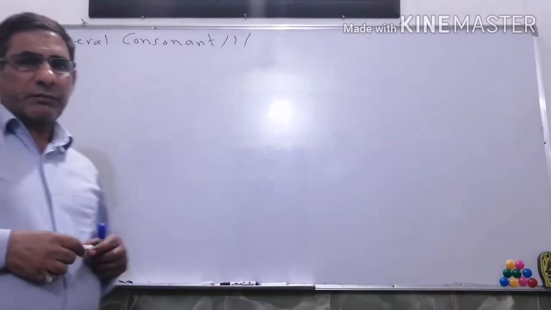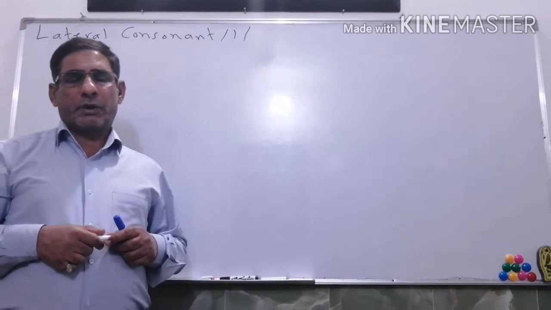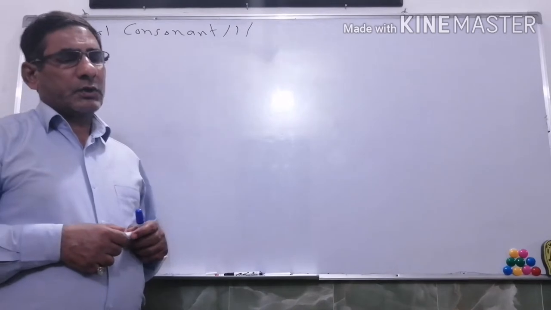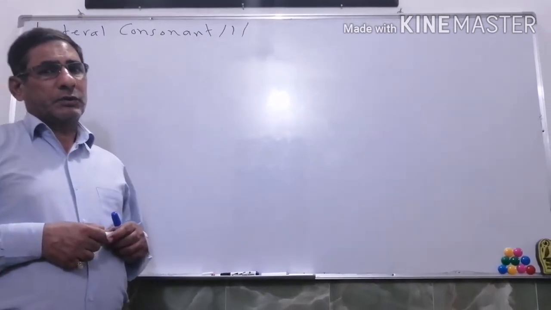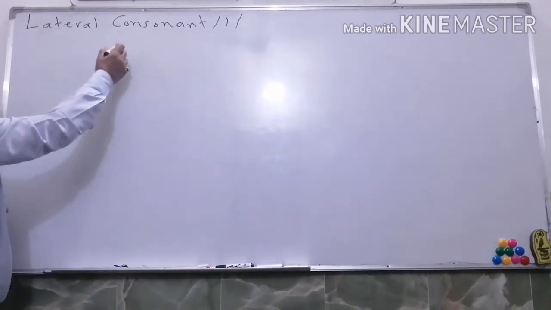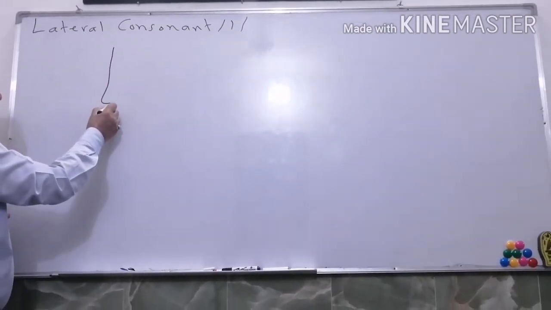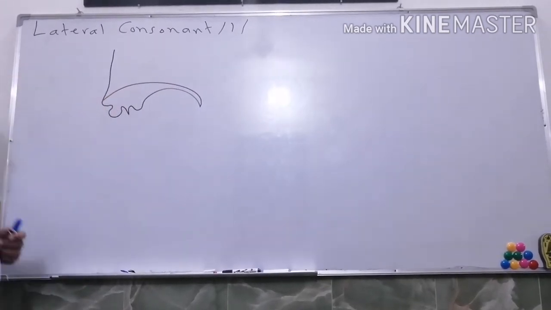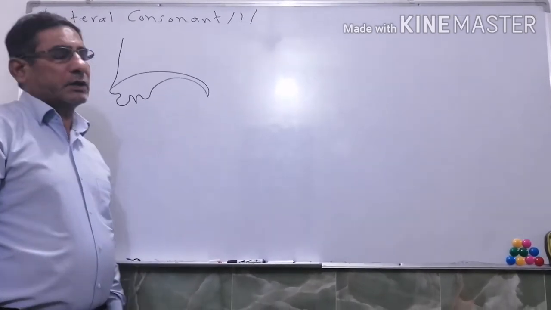Now, as usual, we have three things to talk about here. We have the diagram, the points related to the sound, and we have also the description. So as you know, this sound is oral. So the first thing we have to do is to draw the diagram first. This is the upper jaw. Now since this sound is oral, therefore the first point here is that the soft palate is raised.